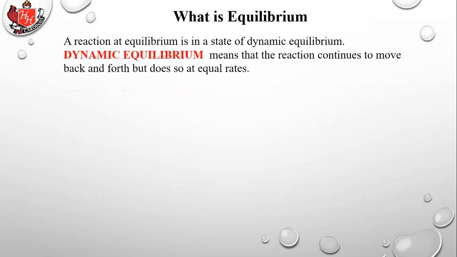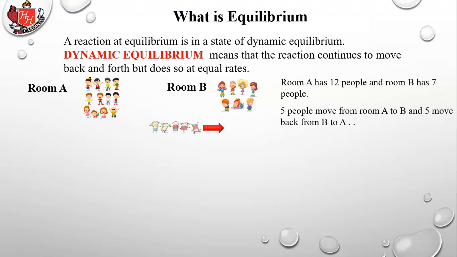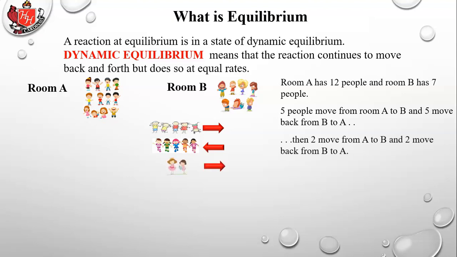A reaction at equilibrium is in a state of dynamic equilibrium. Dynamic equilibrium means that the reaction continues to move back and forth, but it does so at equal rates. So here's a simple little example. Let's say in room A you have 12 students and room B has 7 students. Now 5 students move from room A to B and 5 move from B back to A. Then 2 move from A to B, and 2 move from B back to A.